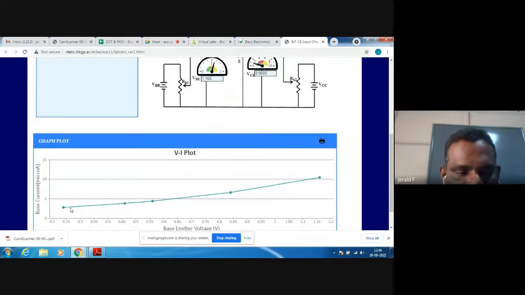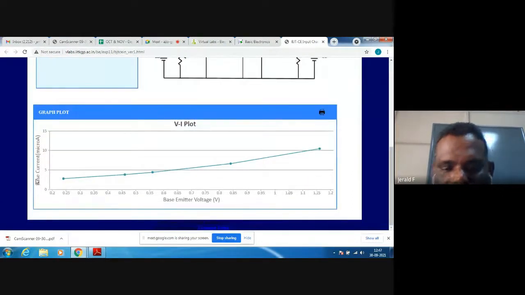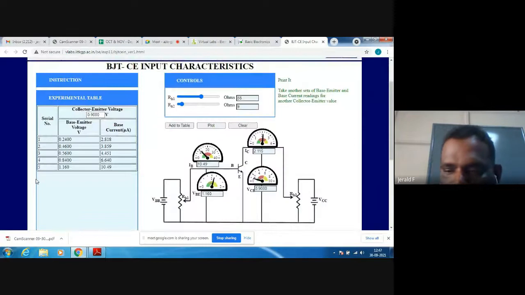The first points are 0.25, 0.4, 0.5, and 0.8; approximately you can go to this level. This is called increasing from the 10 level. These are the gradual changes in the common base configuration, common emitter, as well as common collector. So this is the plot of the graph. Okay, this is very important.